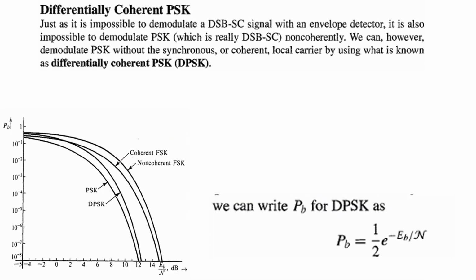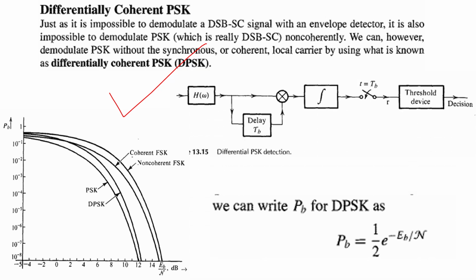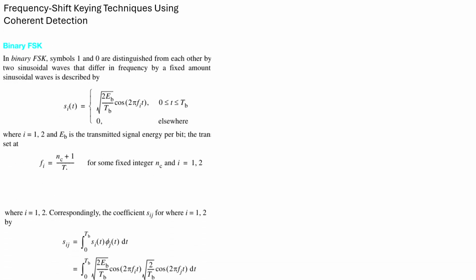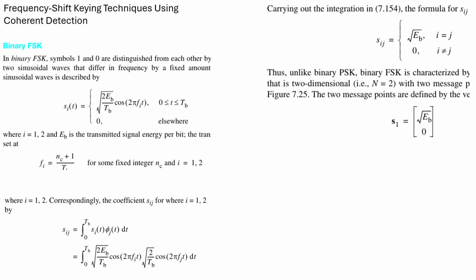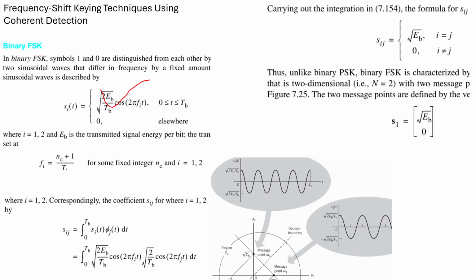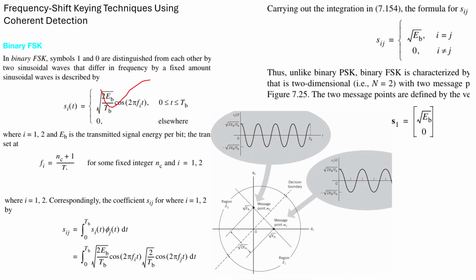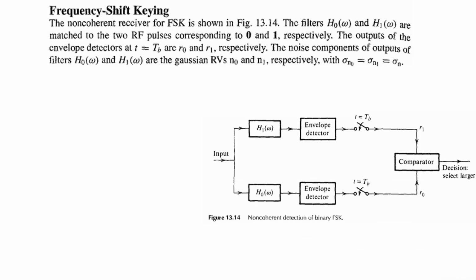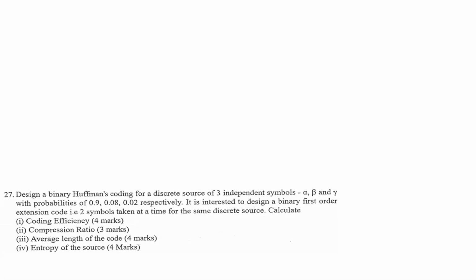You can check it. Then DPSK we have already discussed, that is the differential phase, differential coherent PSK, that is DPSK. And here in FSK, we are going to use two different frequencies. So one frequency, that is F1, another frequency F2, and the signal space diagram you can check it. Okay, then frequency shift keying, FSK.